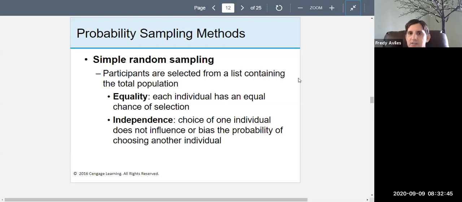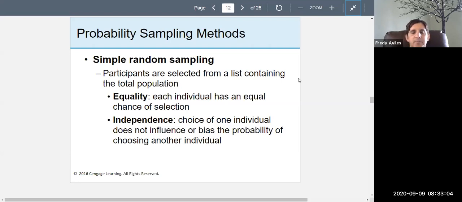So we have the list. We know exactly who's in the population, and we have a way to contact them, right? Let's assume that. And there is equality. Each individual has an equal chance of being selected. So if there's 1 million people, then each person has a 1 in a million chance of being selected.